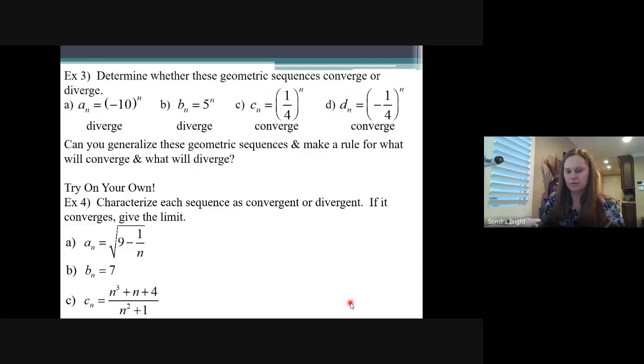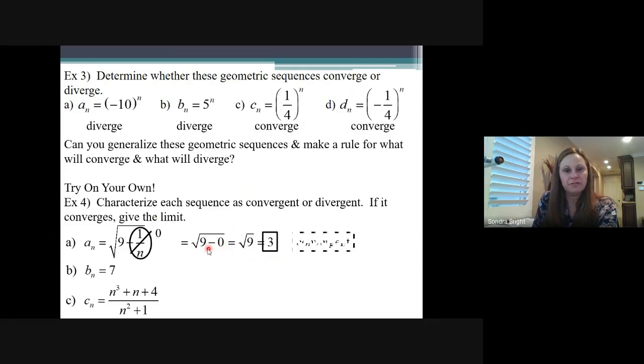All right. Hopefully you paused it, tried it at least, gave some thought to it. What happens here? Well, the limit as n goes to infinity of 1 over n will go to 0. And so you end up with just the square root of 9 minus 0. And so it is convergent because the limit as n goes to infinity is just 3.